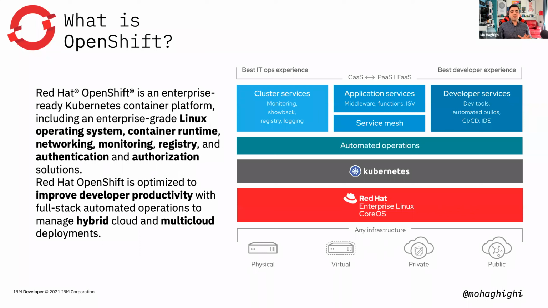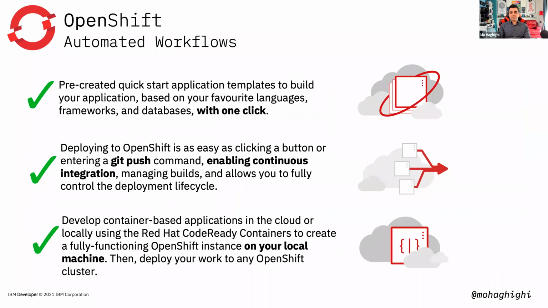How does it achieve that? Through a number of automated workflows that you can see in this diagram. Those automated workflows are a result of these components here. Kubernetes is wrapped around an enterprise-grade Linux operating system, networking, monitoring, registry, and more importantly, authentication and authorization services. And that gives you a fantastic environment for both IT operation engineers and also developers to deploy their applications and manage them automatically.